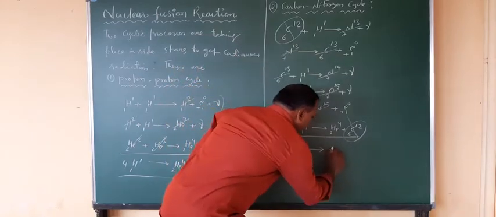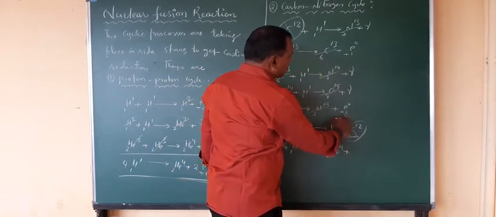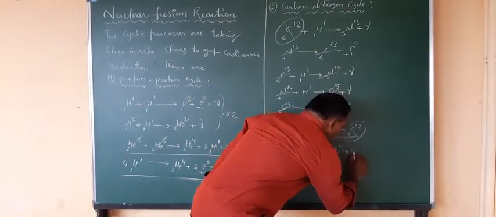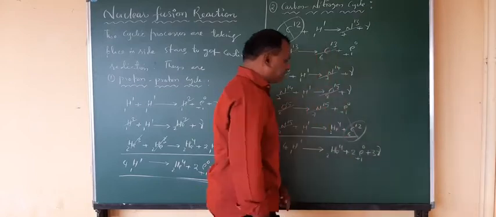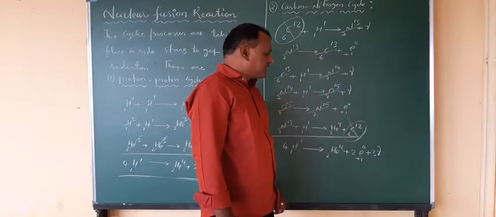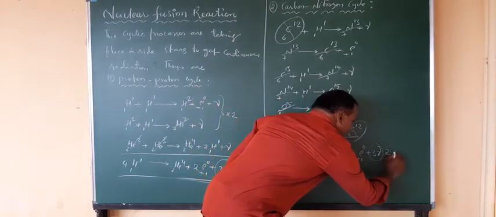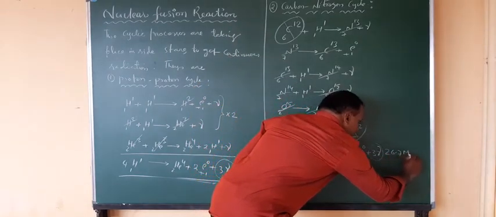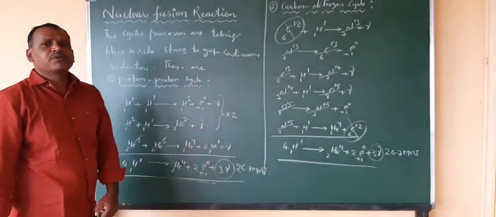Helium, He-4 (2He4), plus one positron here and one positron here, so you get 2 positrons plus 3 gamma. Here gamma, here gamma, here gamma: 3 gamma. This amount of radiation gives you 26 million electron volts of energy. So this is the net reaction.